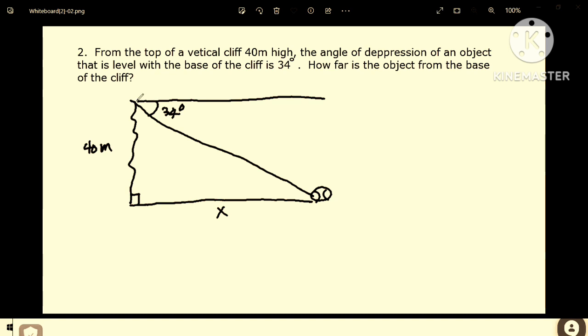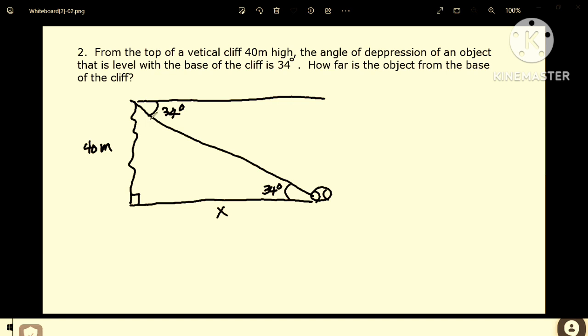Remember the concept of parallel lines cut by a transversal. So these two are parallel lines. This is our transversal. Remember that alternate interior angles are congruent. So if this is 34 degrees, this is also 34 degrees. Right? Now, there is another option, no? You can also find this angle, no?